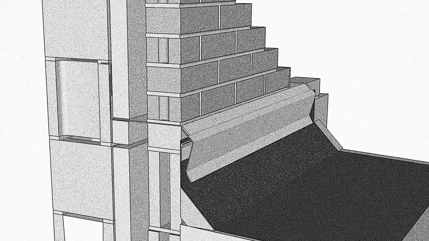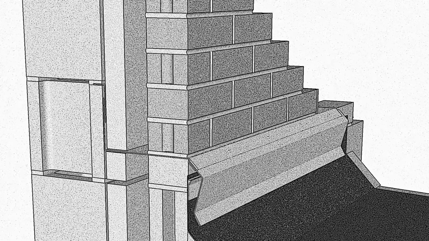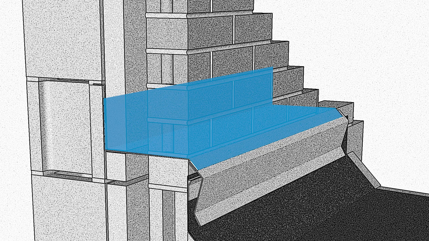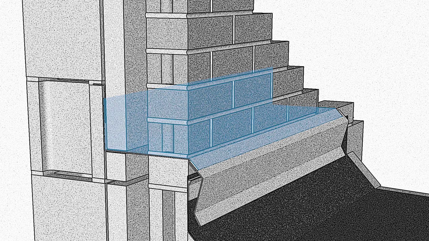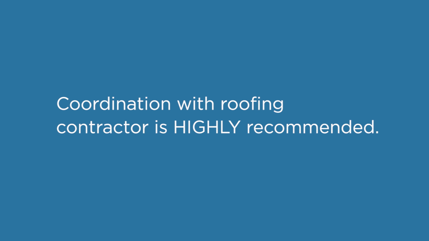When installing flashing at intermediate roof or wall transitions, ensure the flashing and weep hole are installed directly above the roof reglet or tie-in. Review the roof details prior to installation. Coordination with the roofing contractor is highly recommended.